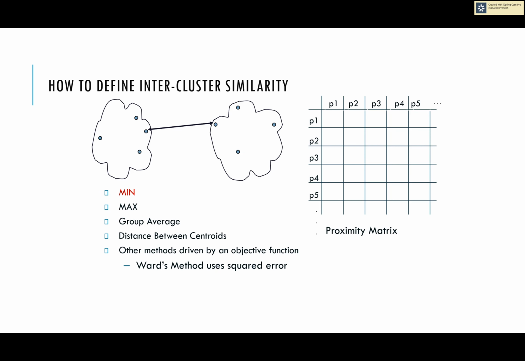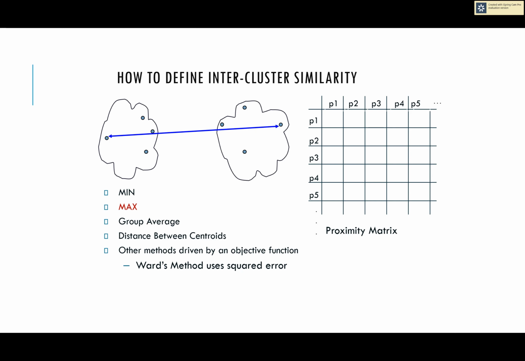Okay, from here, if we take a look at minimum, so we have 2 clusters here. So this is cluster number 1, and this is cluster number 2. We are going to find the minimum value of the proximity matrix. If we need to find another way that we use a max, so from cluster 1 and cluster 2, we are going to find the maximum proximity matrix between these 2 clusters. Group average, distance between centroids, and Ward's method will not be covered in this chapter.